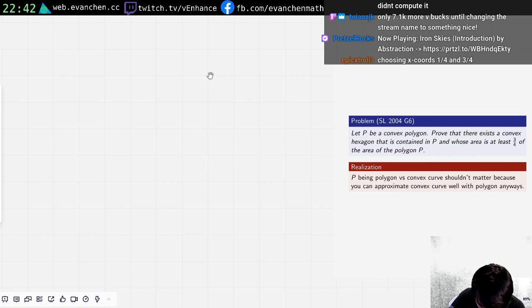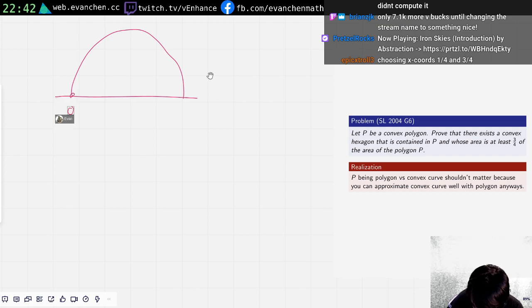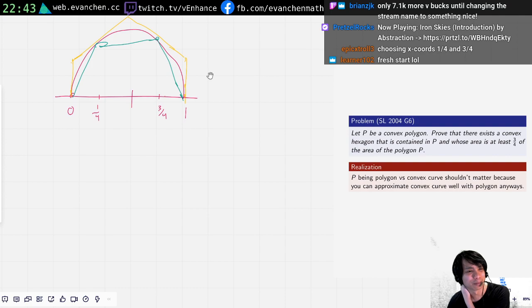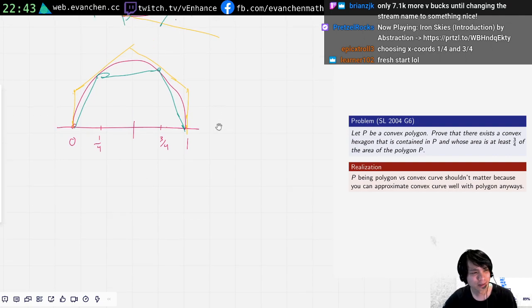One last try. So curve, 0, 1, and then I take 1/4 and 3/4 to get some shape, some green thing. We get a new house. This time the house is contrived in some way. I thought we had a counterexample to this. It feels like the counterexample for 1/3, 2/3 should equally well apply here. What was it?